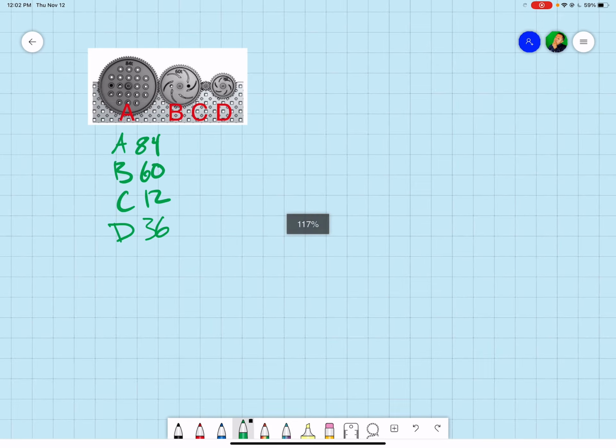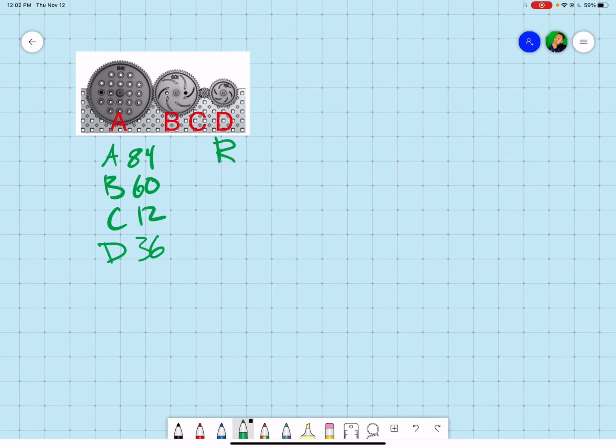Now, the first thing it's going to do is ask for our ratio from B to A. So our gear ratio, B to A, we're going to go by teeth. B has 60, A has 84. So we have 60 to 84. Now, we need to simplify that. I believe I can divide both sides by 12, and I will end up with a gear ratio of 5 to 7.